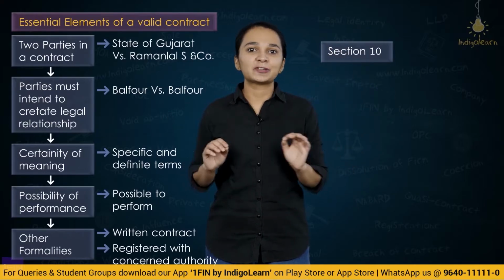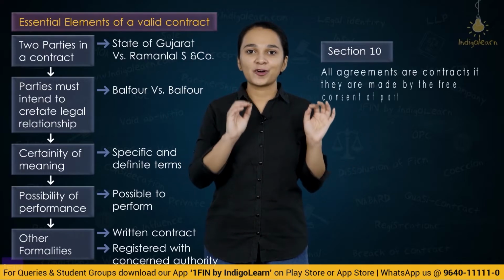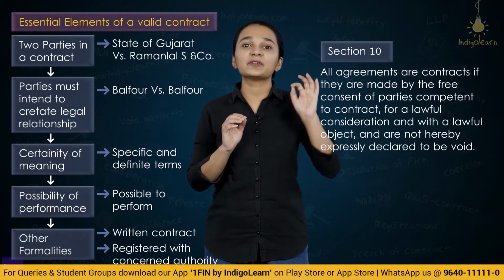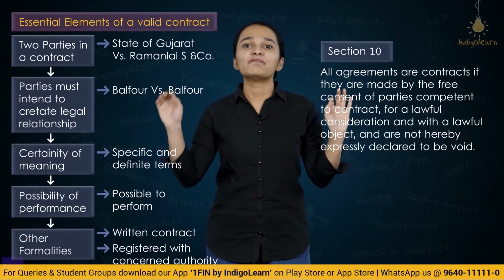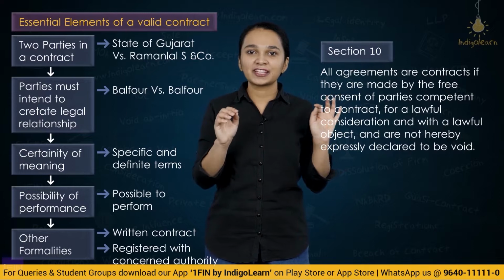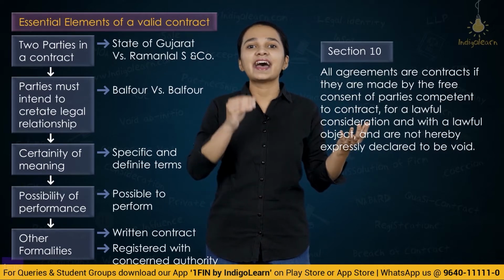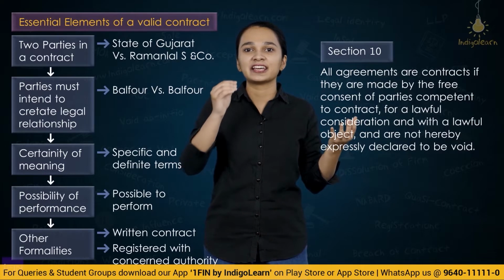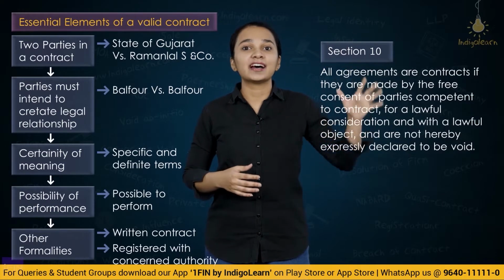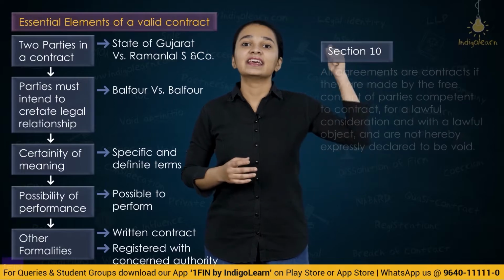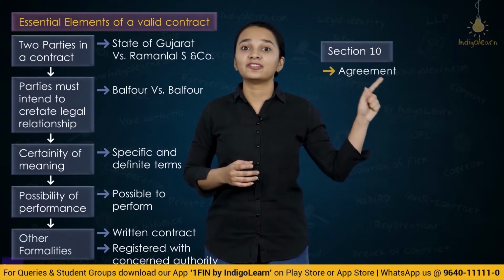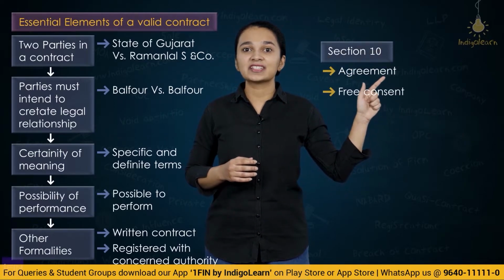And what is the statement of Section 10? All agreements are contracts if they are made by free consent of parties competent to contract, for a lawful consideration and with a lawful object, and which are not expressly declared to be void. So what are the essential elements as per Section 10? There has to be an agreement. Free consent of parties is important.